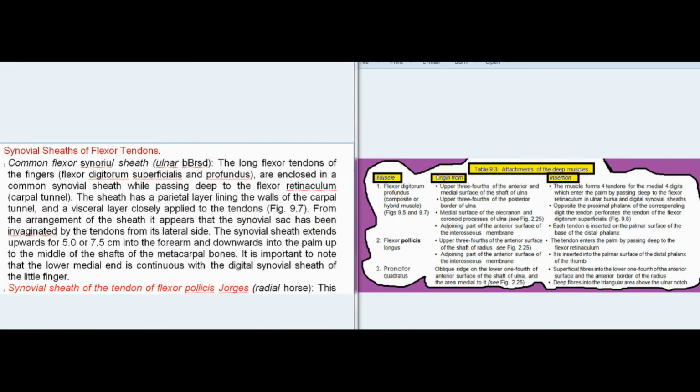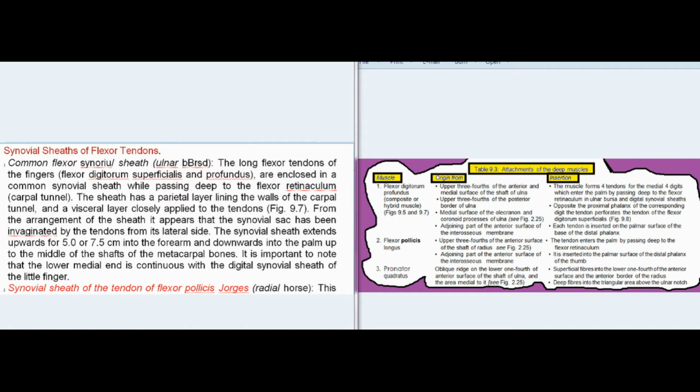Synovial sheaths of flexor tendons. 1. Common flexor synovial sheath, ulnar bursa. The long flexor tendons of the fingers, flexor digitorum superficialis and profundus, are enclosed in a common synovial sheath while passing deep to the flexor retinaculum, the carpal tunnel. The sheath has a parietal layer lining the walls of the carpal tunnel, and a visceral layer closely applied to the tendons, Fig 9.7. From the arrangement of the sheath it appears that the synovial sac has been invaginated by the tendons from its lateral side.